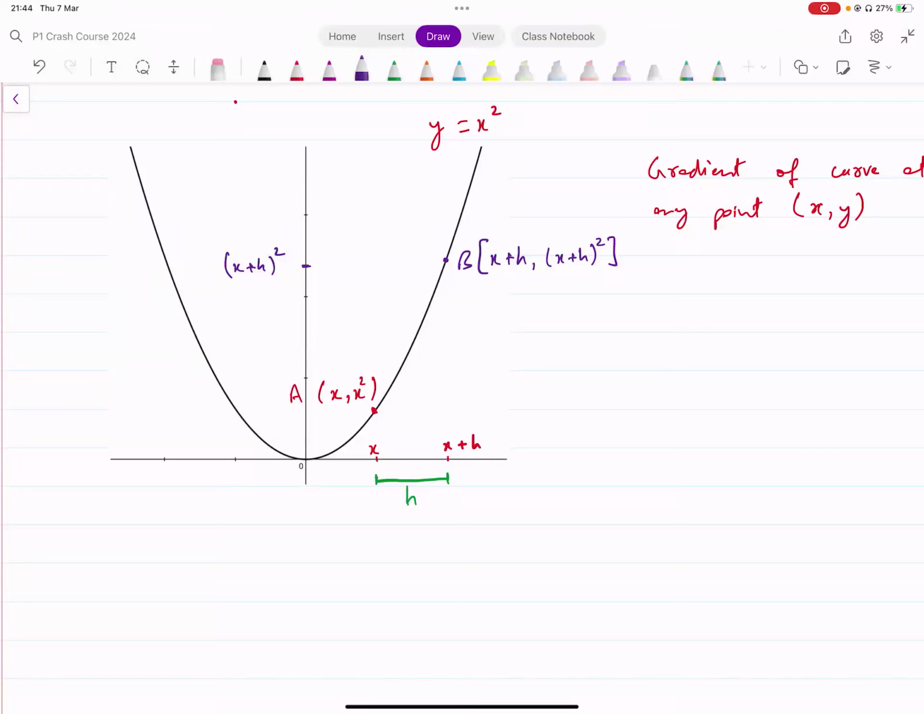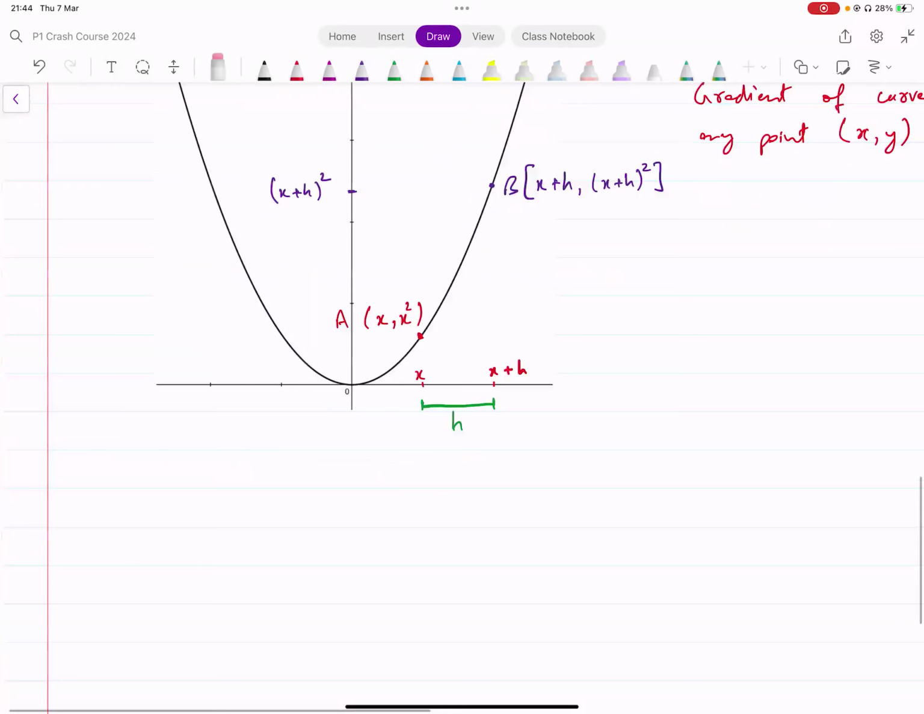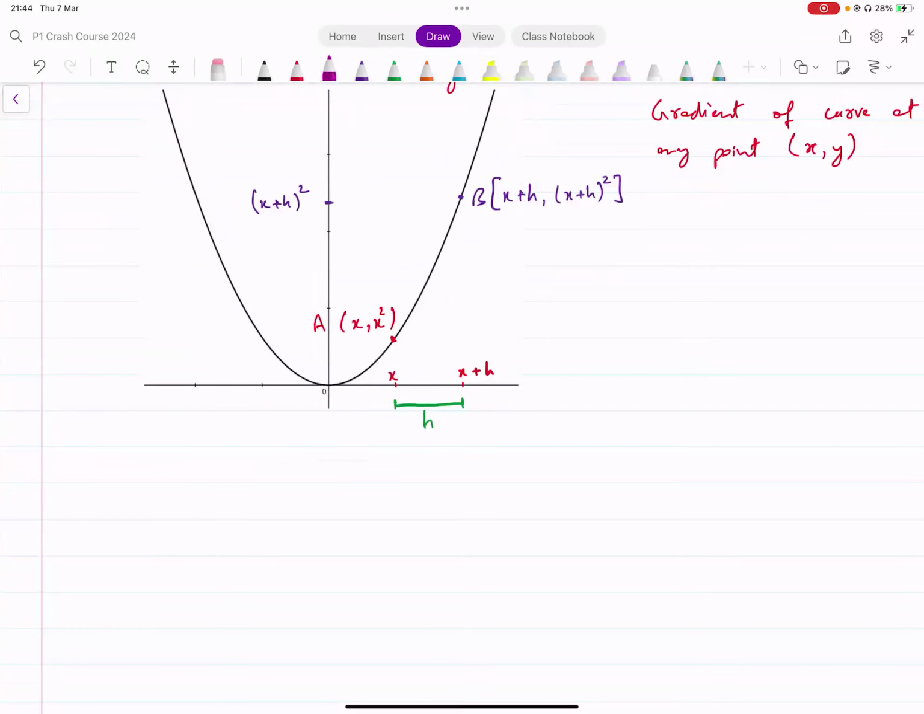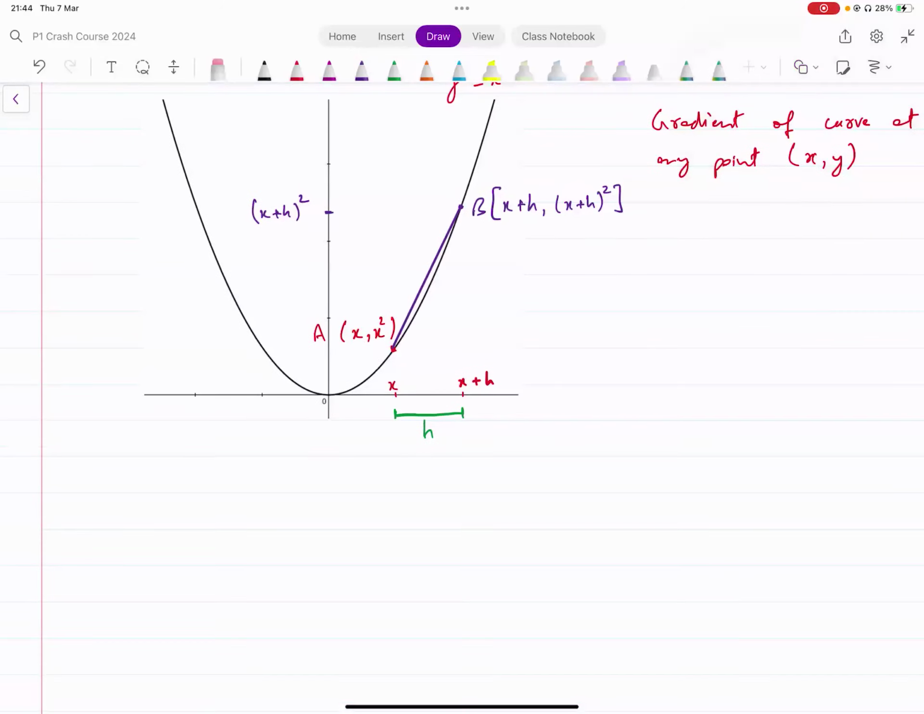Right? So we have taken 2 points like this. Point A is the point at which we want to find the gradient, and we're calling that xy, or in this case, x and x squared. And the other point is x plus h and x plus h whole squared. Now, let's find the gradient of this line AB. This is the line that we have.